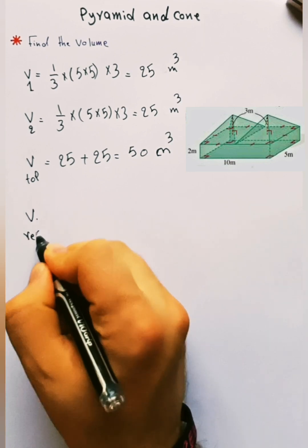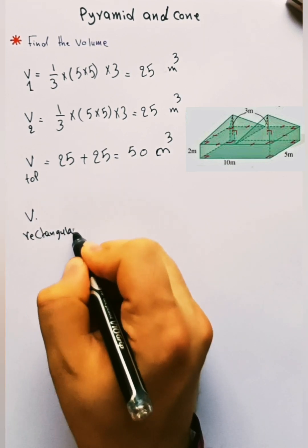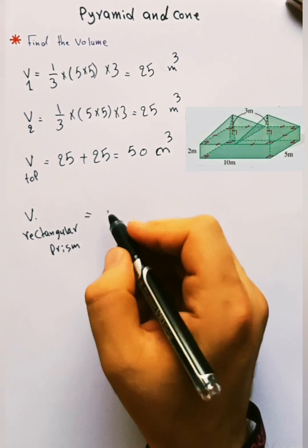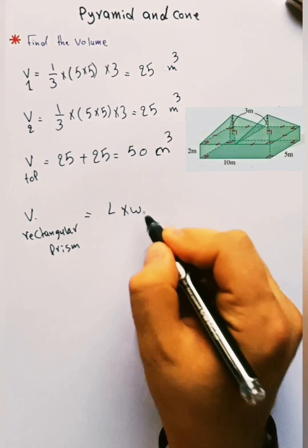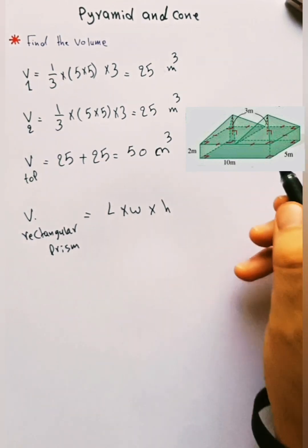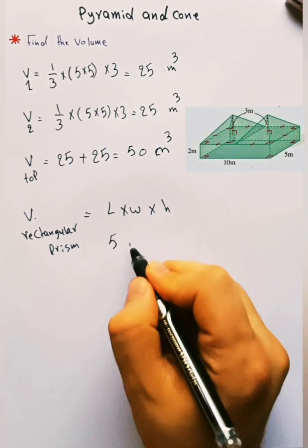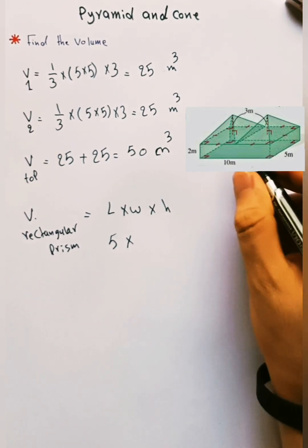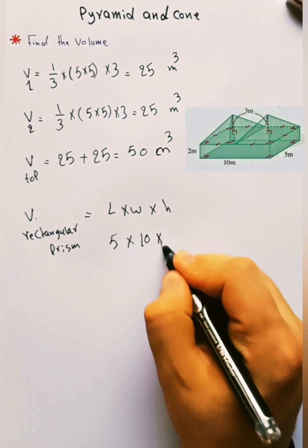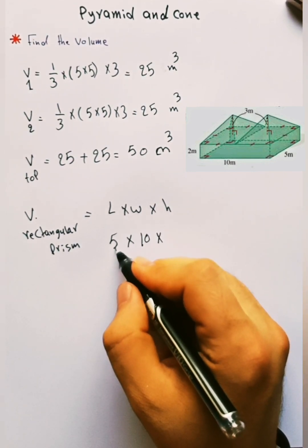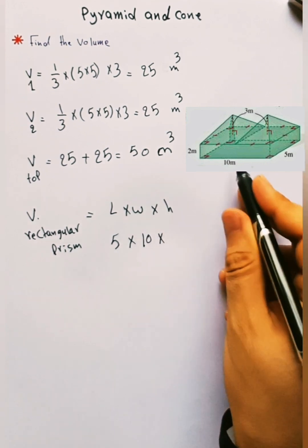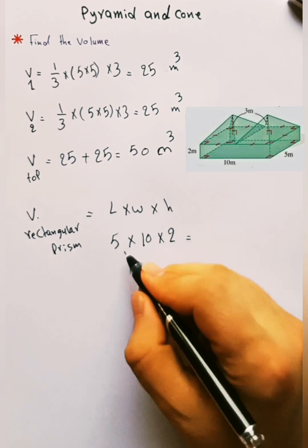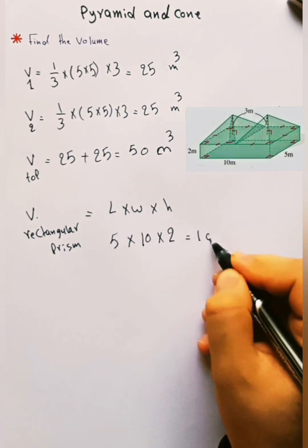After that, you have to find the volume for the rectangular prism. The volume for the rectangular prism is equal to length times width times height. Sorry, the length is 5, the width is 10, and the height is 2. So 5 times 10 is 50, times 2 equals 100 cubic meters.